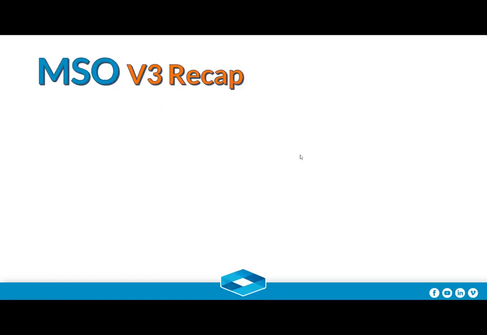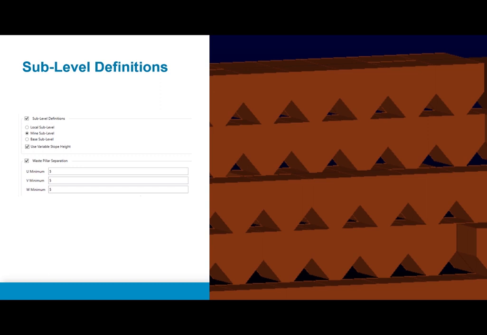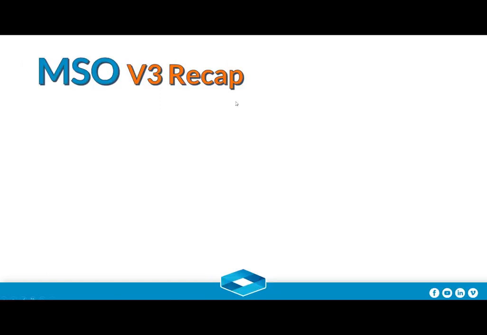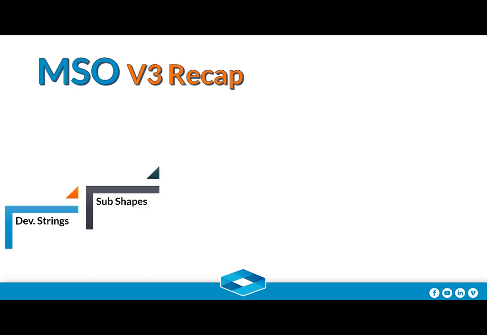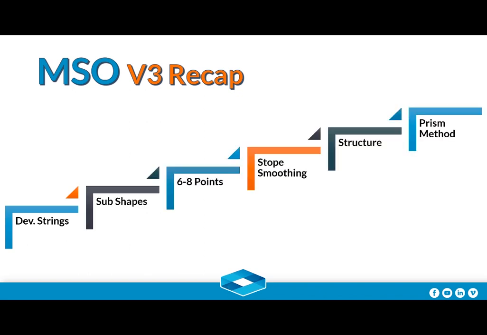So those were the highlights for version 4. I'm now going to do a quick recap of version 3. We're going to check quickly the development strings, subshapes, 6 and 8 points, stope smoothing, if structure, and the praise method.